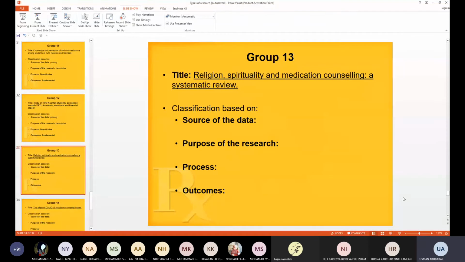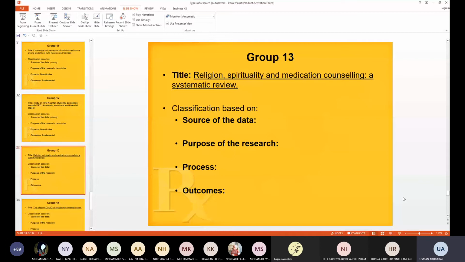For the sources, we choose secondary. Yes, can you come again? Based on the source, how do you classify your research? For the sources, we choose the secondary sources. Okay. For the purpose, analytical. Is it analytical? Yes, Doctor.